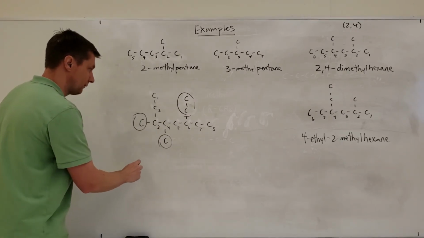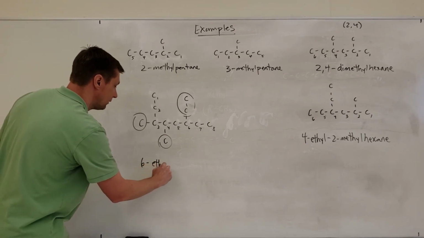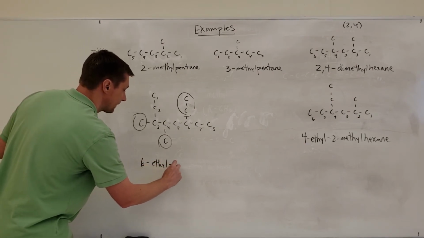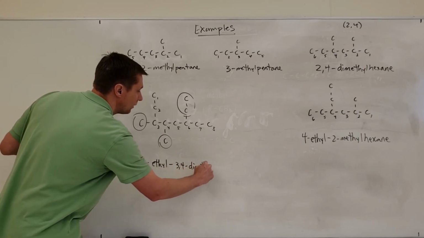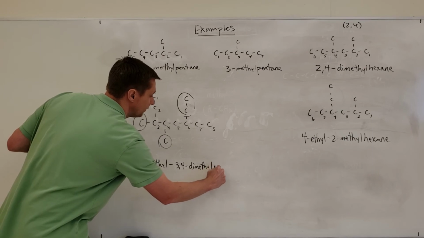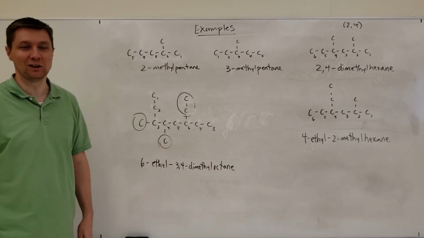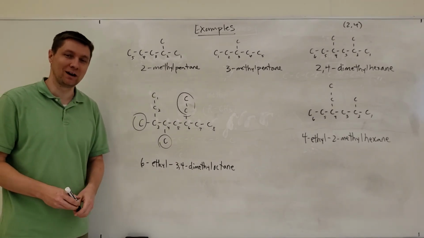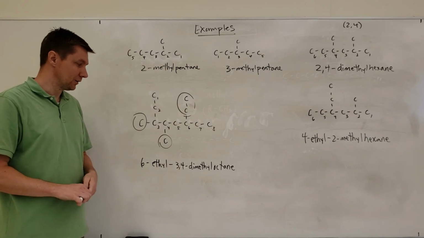And so when we go ahead and write this, we end up with 6-ethyl, 3,4-dimethyl octane. So you can see some of these get really long, and that's okay. That's part of the fun of it, I think, is just trying to keep track of everything and make sure that they're all good.